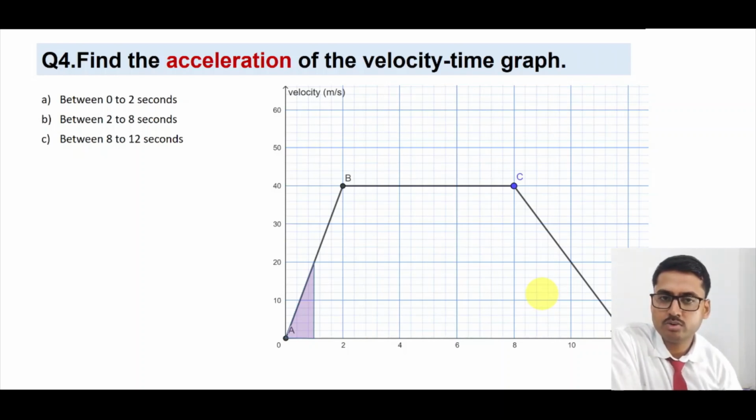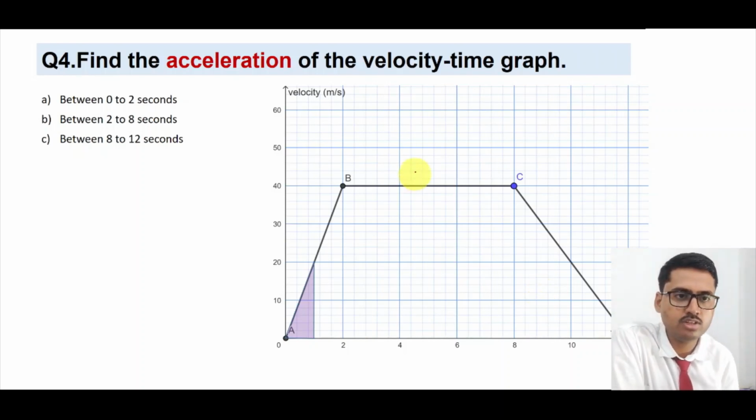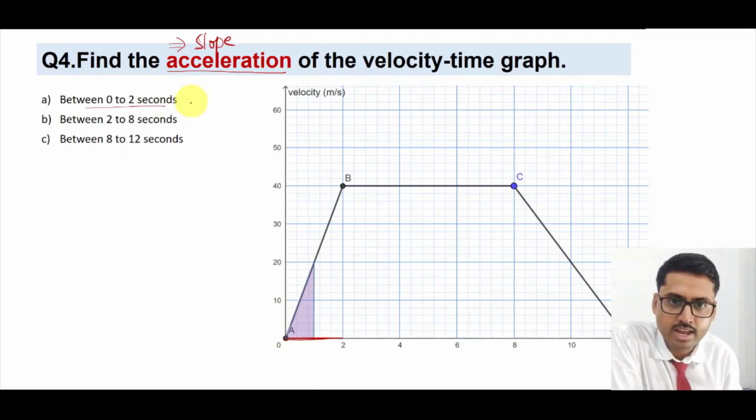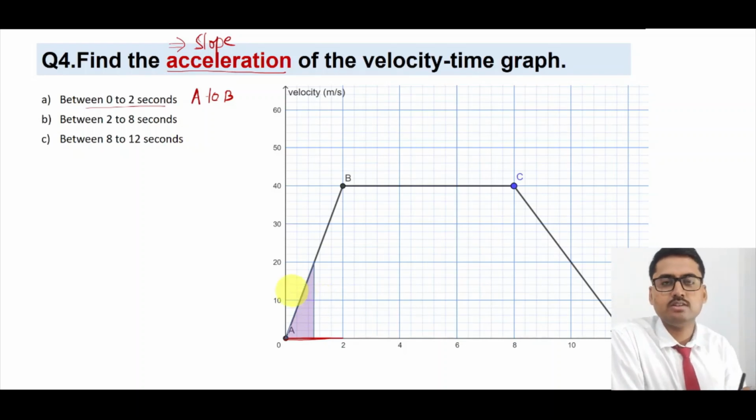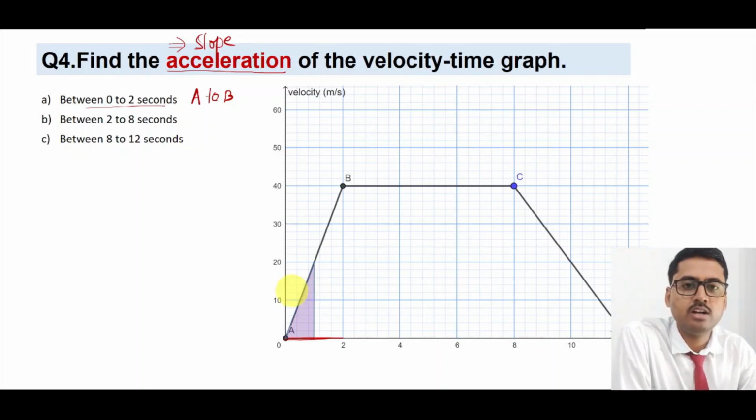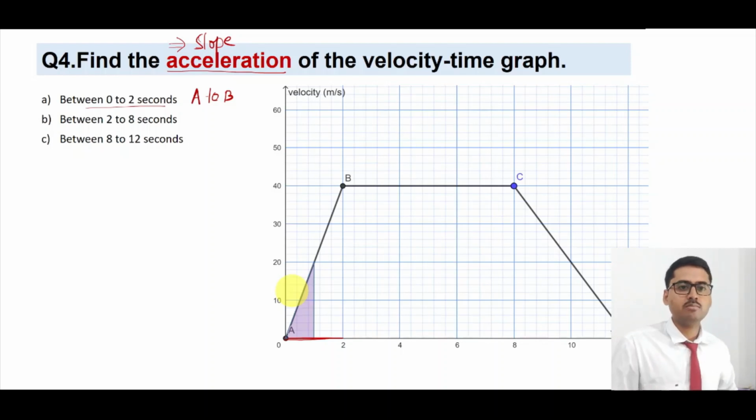The first part of the question says find the acceleration from the velocity time graph between 0 to 2 seconds. So we have been asked acceleration, which means we have to find the slope, right? 0 to 2 seconds means in this portion of the graph, that is from A to B. We have to calculate the slope from A to B. So how do we do it? Here I'll ask you to pause the video, try it yourself, and once you have got the answer, then you can come and verify it.